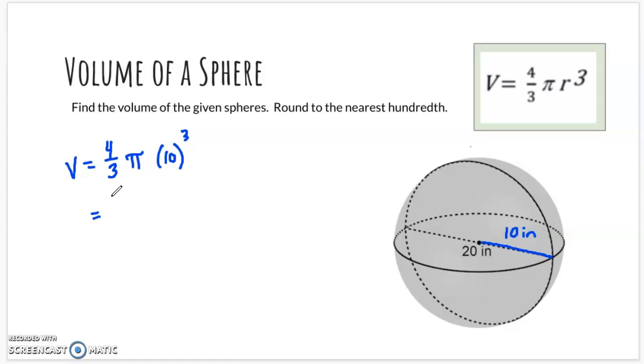I want to make sure and wait to round until the very end. So I want to keep as much in my calculator as I can for this problem. So I get 4,188, let's see here, we're rounding to the hundredths place, so that would be 0.79 inches cubed. And that's your volume for the sphere.